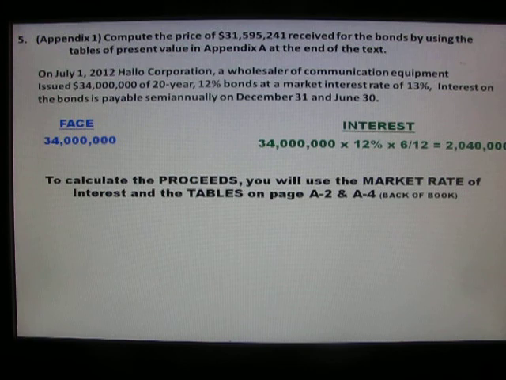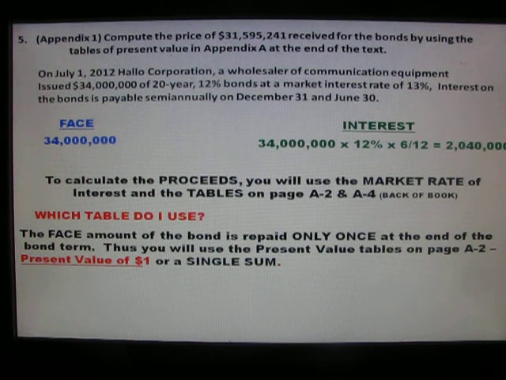Alright, you're also going to use the present value tables. Those are located in the very back of your book in Appendix 2 and Appendix 4. So A-2 and A-4 in the back of your book. Alright, so which table do I use? There's a million tables back there. The face amount of the bond is only going to be repaid once. So that is a single sum. That's going to be at the end of the 20 years, we'll give the face amount back to the investors. So we're going to use the present value of $1 or single sum tables on A-2 when we're dealing with the face.